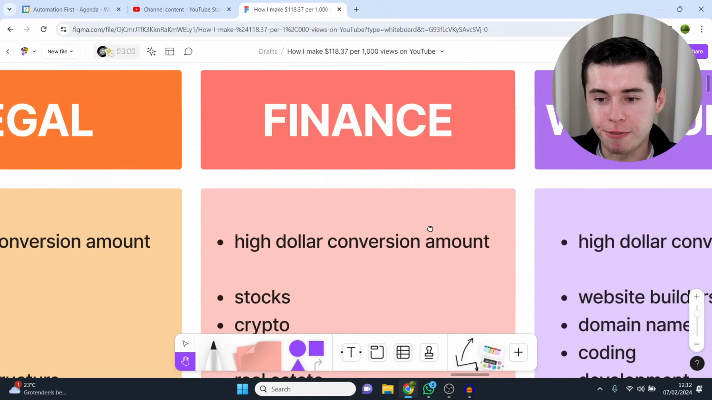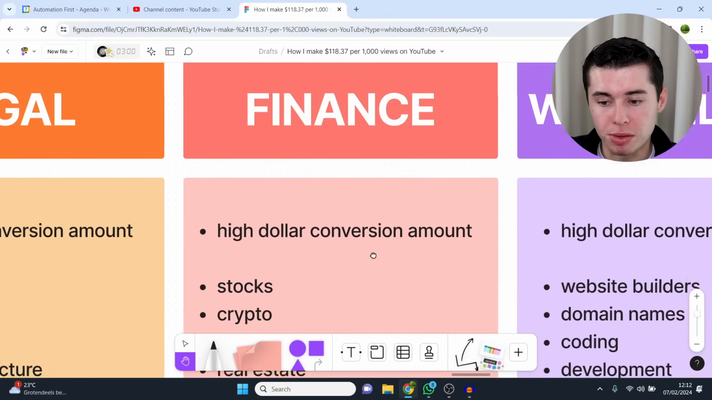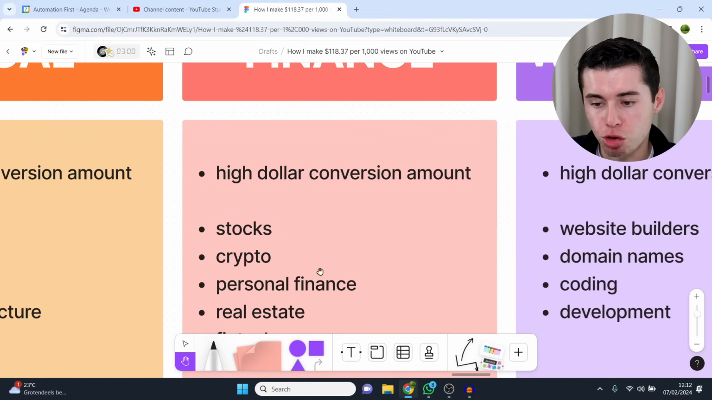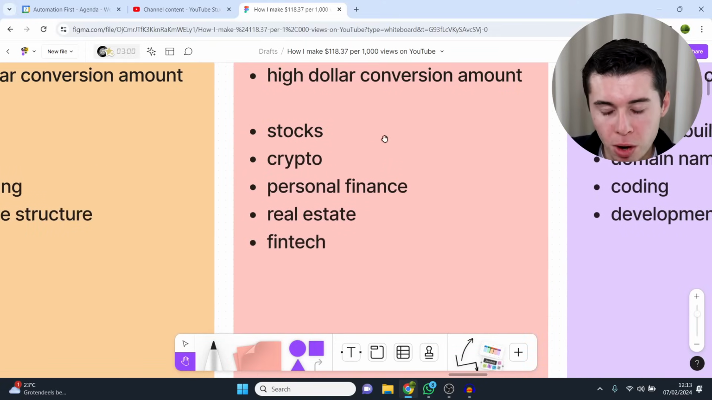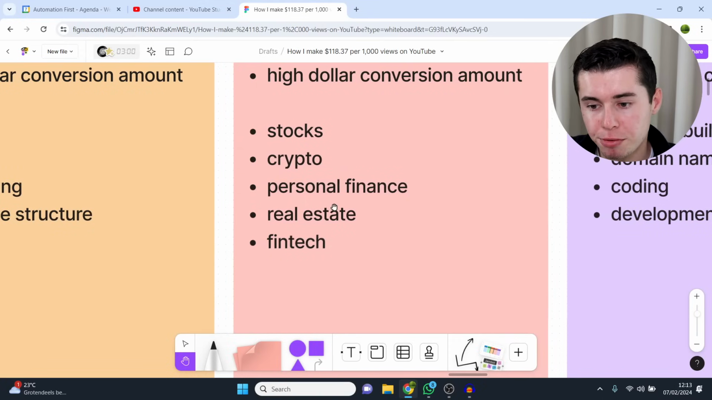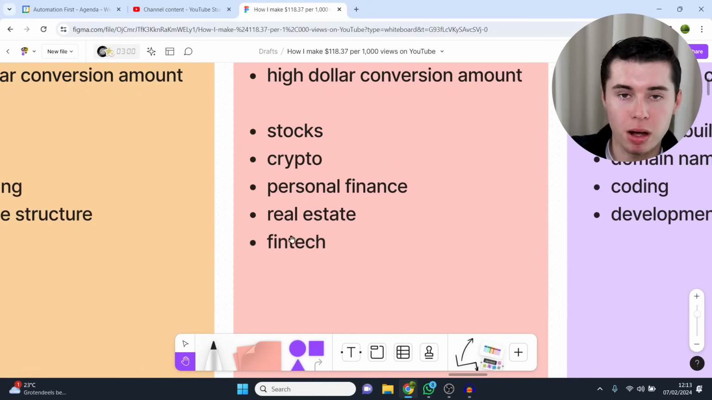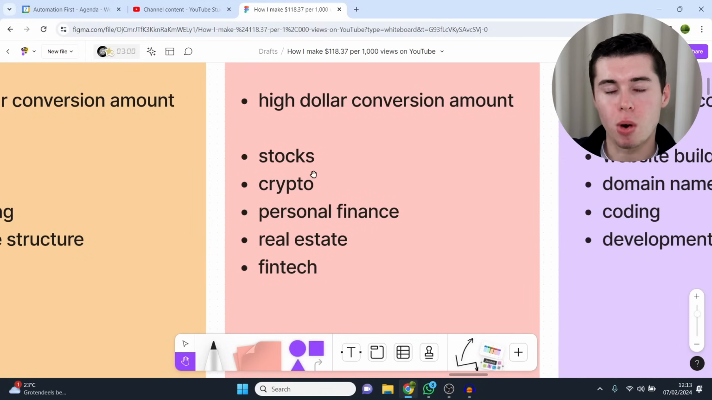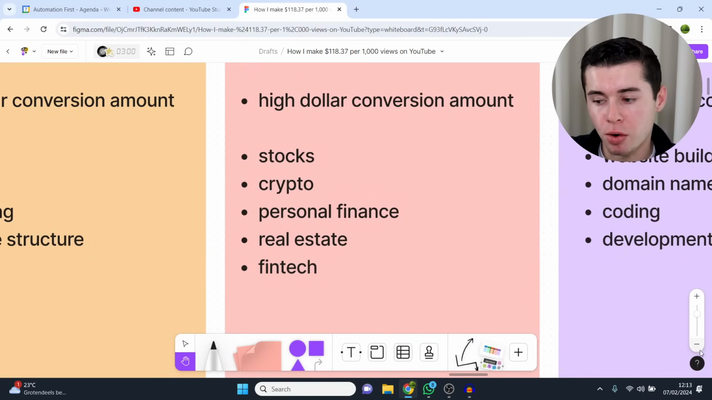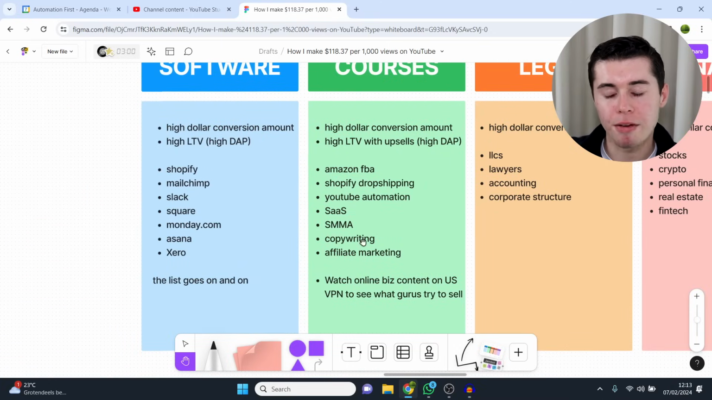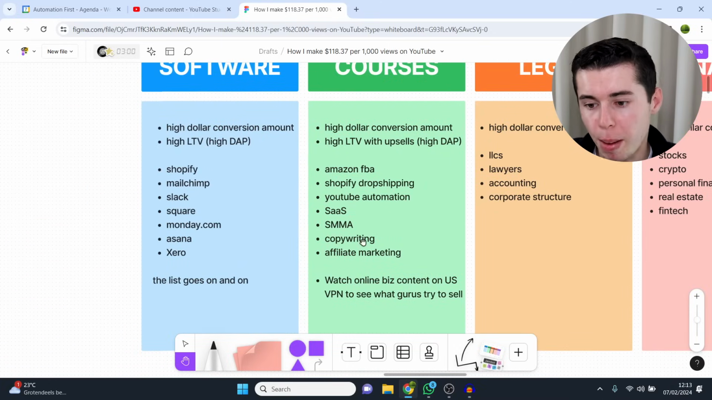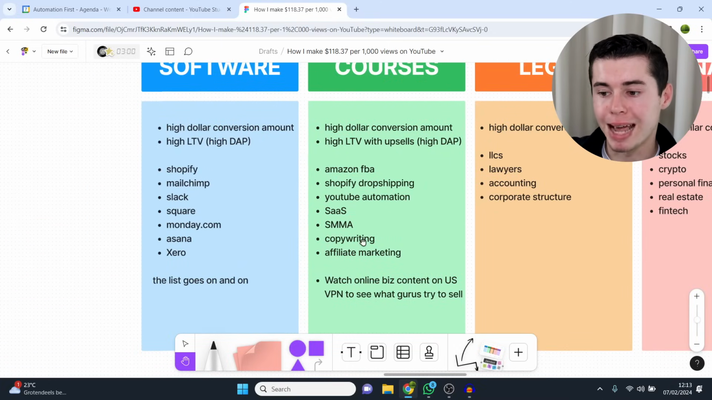Another one is finance. This is actually one of the best ones out there. Once again, high dollar conversion amount. You can make videos about the stock market, crypto trading, personal finance, real estate, fintech companies. Once again, the list goes on. And within each of these categories that I'm listing here, you probably have dozens of platforms, dozens of websites, dozens of topics that you can cover.